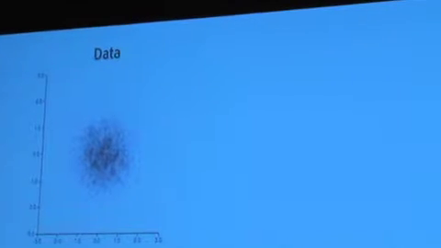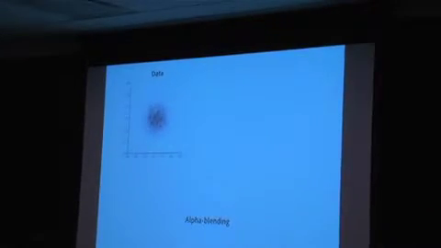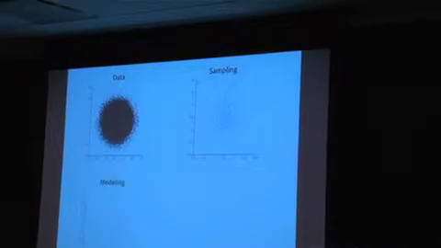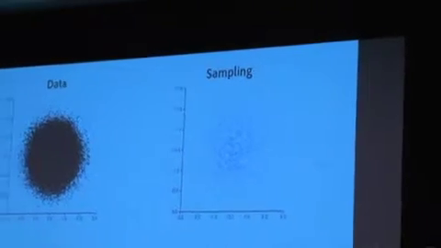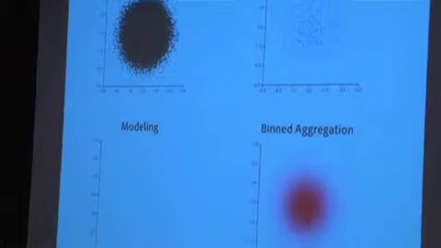One technique we can use is called alpha blending. It basically assigns transparency values to each data point, so that denser areas will have a higher opacity. But this technique still requires us to plot every single data point, which is not very scalable. So there are other approaches. For example, we can take a small subset of the data by using sampling, or we can do some computational statistical modeling to give an outline of the data set. Or we can apply binned aggregation.